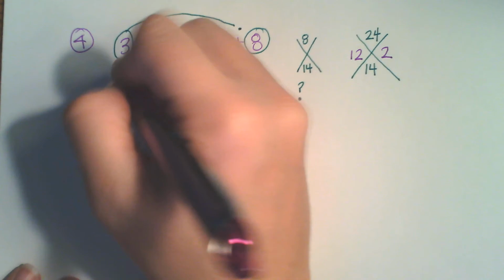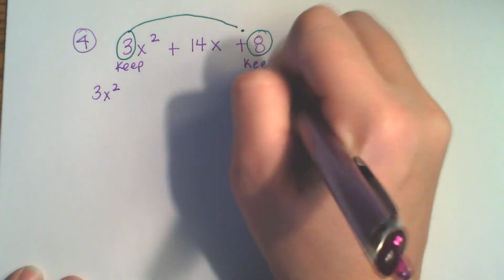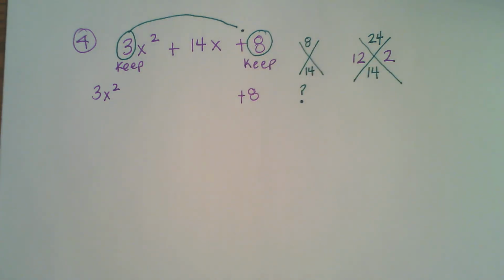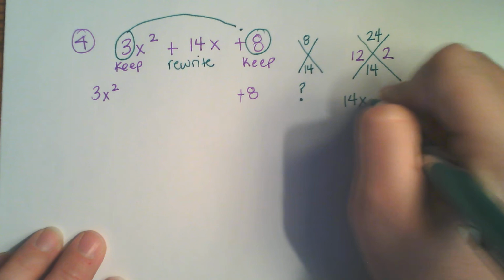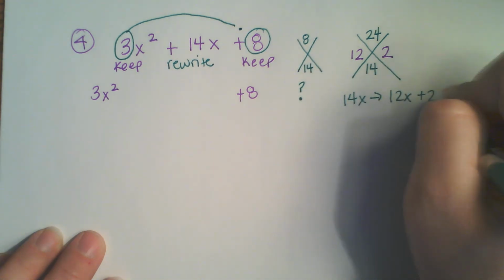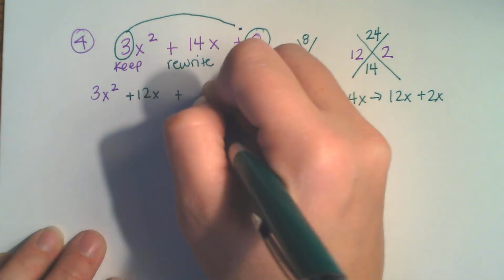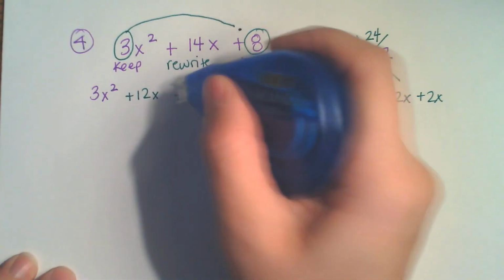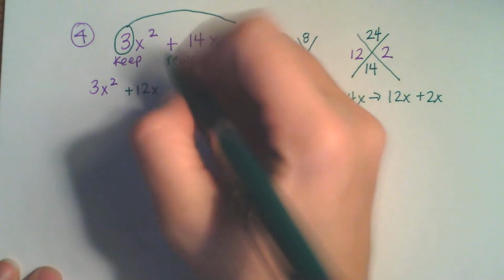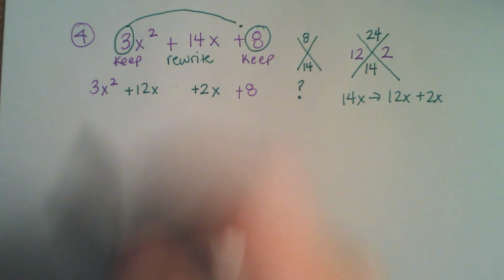So I keep 3x squared. I keep plus 8. And I rewrite 14x using 12x plus 2x right here in the middle. Sorry, that plus sign's not quite where I want it. I split it down the middle.